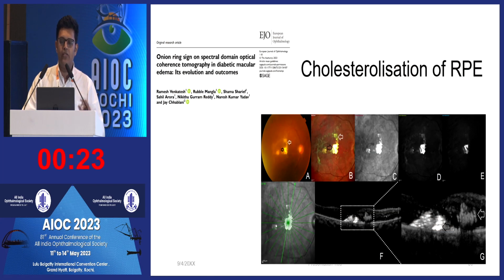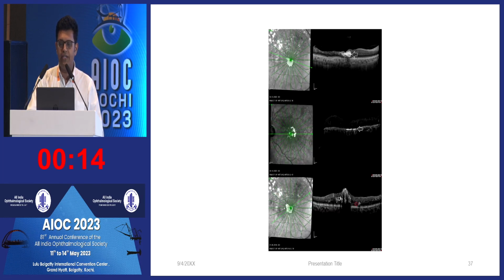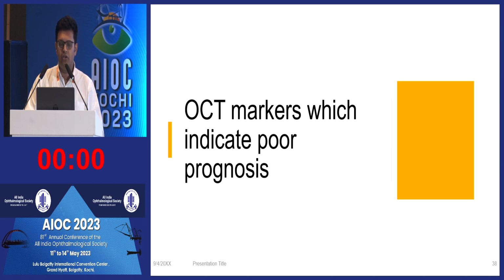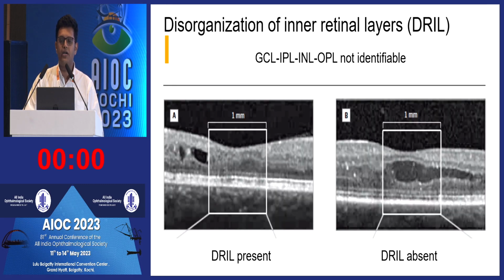Now, there is another recent publication from our end in which we spoke about the cholesterolization of the RPE, where we called it the onion ring sign. You can see these linear hyperreflective crystalline deposits which are present both in the inner retinal layers and at the RPE level, and this is one of the markers which suggests that there is a conversion of the hard exudates to cholesterol, and if they are present at the RPE level, they will lead to permanent destruction in the visual acuity. So there are a few OCT markers which talk about poor vision.